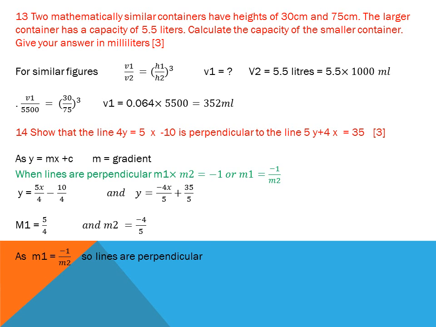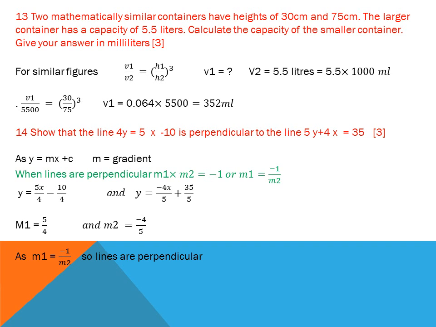It means the volume of container 1 over the volume of container 2 is equal to the height of container 1 over the height of container 2, cubed. So V1 we have to find. I put the value of V2 as 5.5 liters. When I change 5.5 liters into milliliters, I multiply by 1000, because 1 liter is equal to 1000 milliliters. So 5500. The height of the smaller is 30 and the height of the larger is 75.